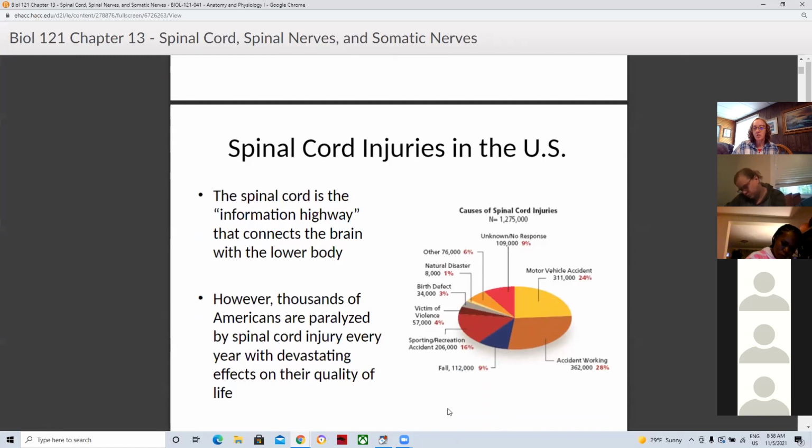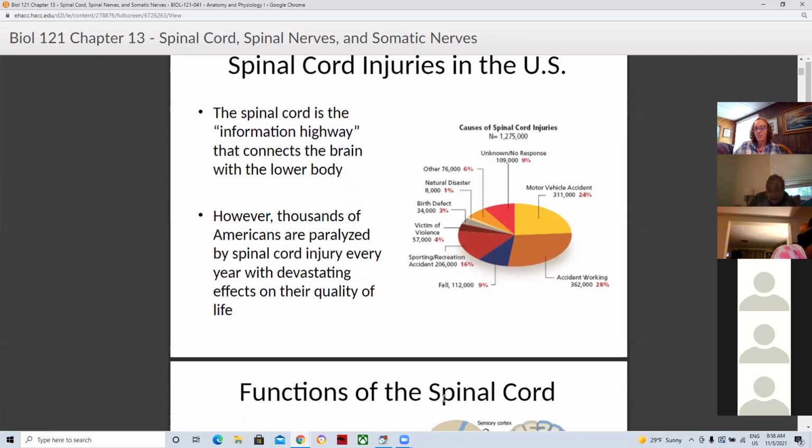Spinal cord injuries in the US. The spinal cord is the informational highway that connects the brain with the lower body. However, thousands of Americans are paralyzed by spinal cord injuries every year with devastating effects. Why is it so devastating when you sustain an injury to the spinal cord or the brain, either one?